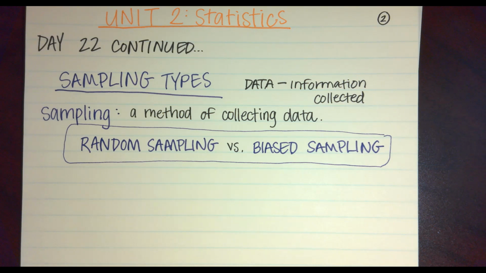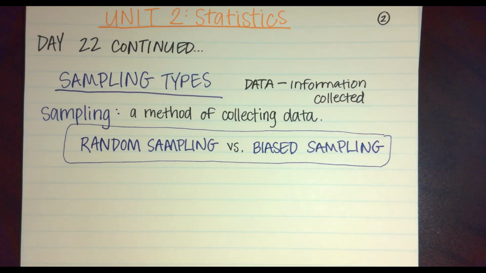Or here's a really good example. What if I went to a basketball game and I asked all the people in the crowd what their favorite sport is? That is not random. They're probably mostly going to say basketball. It's going to be very biased.